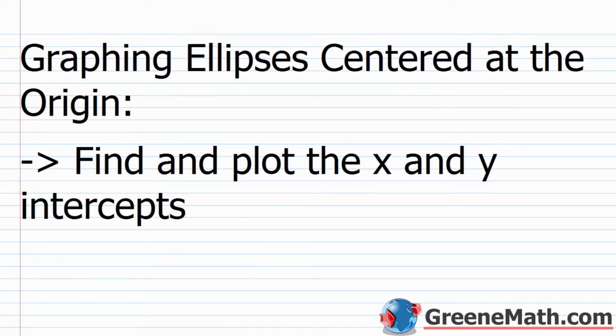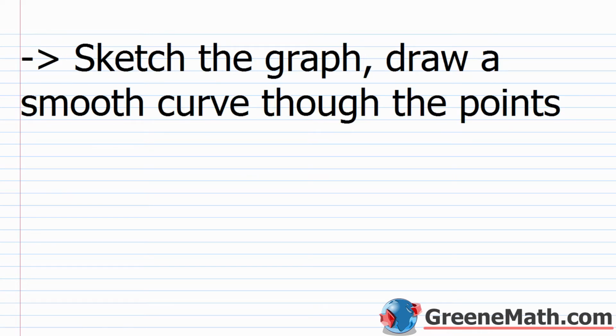All right, so how do we graph an ellipse? Let's start out with the easy scenario where it's centered at the origin. So we have graphing ellipses centered at the origin. We first want to find and plot the x and y intercepts. Then we just sketch the graph, draw a smooth curve through the points. So just like we saw when we graphed a circle, we'll end up with 4 points, and we just draw a smooth curve through the points.